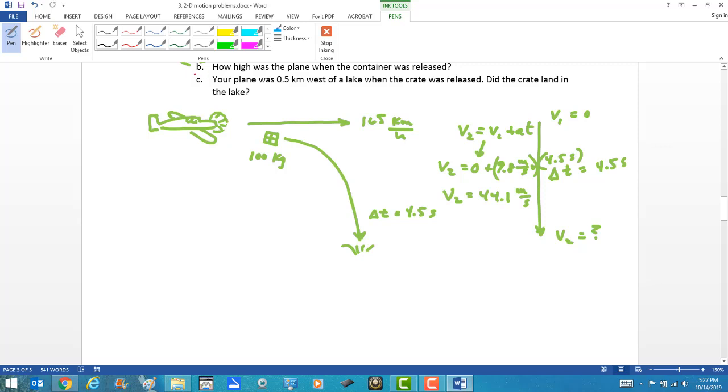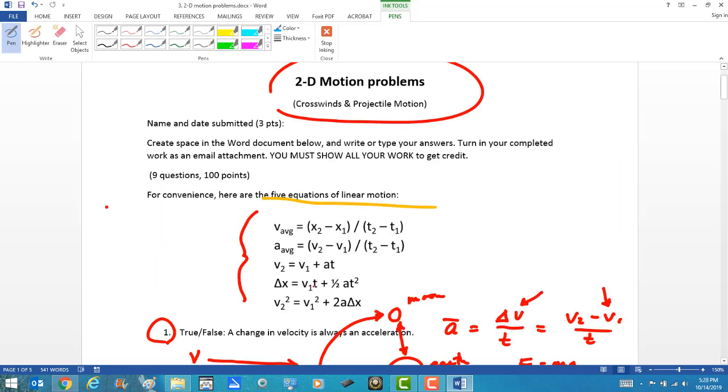Part B, how high was the plane when the container was released? In other words, you know the hang time was 4.5 seconds. So analyze this again as a free fall problem like this, where you know the final velocity now, which you just calculated in part A. Looking at your choices, I would choose that one, because you can solve for the distance, i.e. the height of the plane, and you know all the information given in this formula.